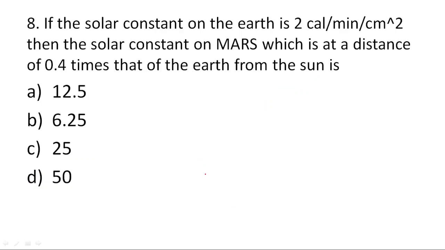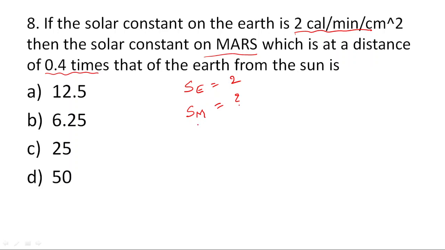So next question: if the solar constant on the earth is 2 calorie per minute per centimeter square, then what is the solar constant on Mars, which is at a distance of 0.4 times that of the earth from the sun? So given in this problem, the solar constant of earth is equal to 2. What we have to calculate is the solar constant of Mars.